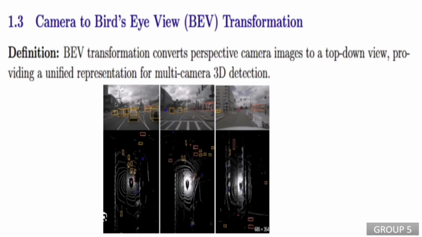Camera to bird's eye view transformation. This representation is essential in autonomous driving because it gives a top-down spatial understanding of the environment. But cameras are perspective sensors, so bird's eye view transformation involves projecting 2D images into a top-down map. This requires estimating depth and applying geometry-based transformations. Accurate bird's eye view mapping helps in tasks like lane detection, occupancy prediction, and path planning.